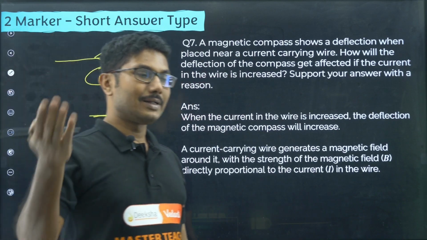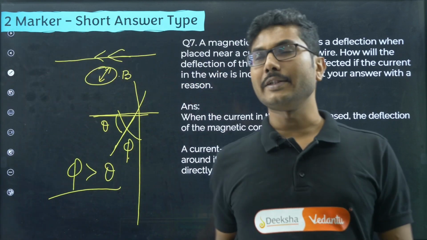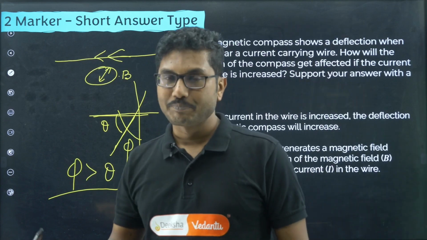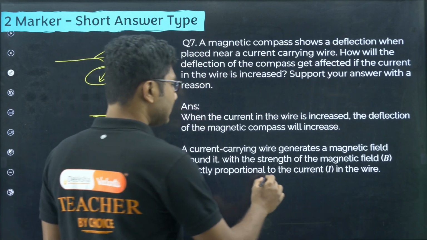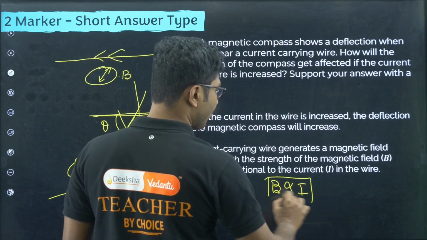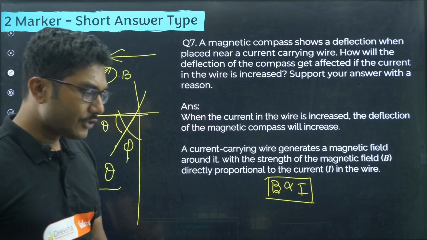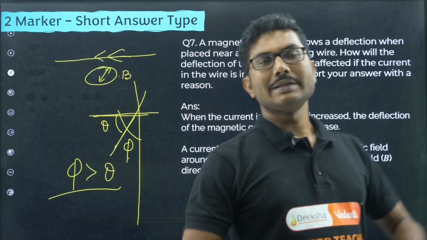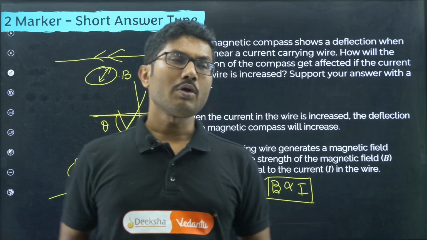Now, the magnetic field has a strength, right? The strength of the magnetic field, say B. Now, this magnetic field strength is directly proportional to the current flowing in the circuit. B is proportional to I. So, as you increase the current, B will increase, more B means more deflection.